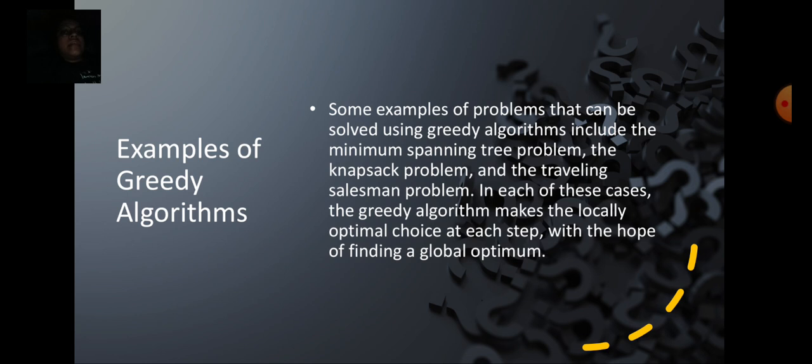Examples of greedy algorithms. Some examples of problems that can be solved using greedy algorithms include the minimum spanning tree problem, the knapsack problem, and the traveling salesman problem. In each of these cases, the greedy algorithm makes the locally optimal choice at each step, with the hope of finding a global optimum.